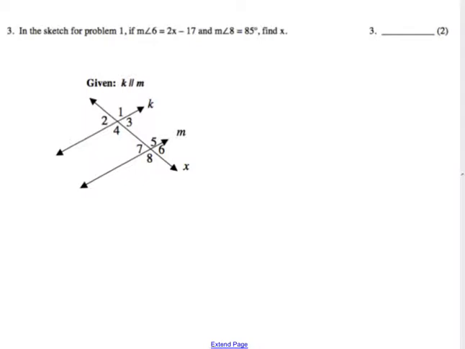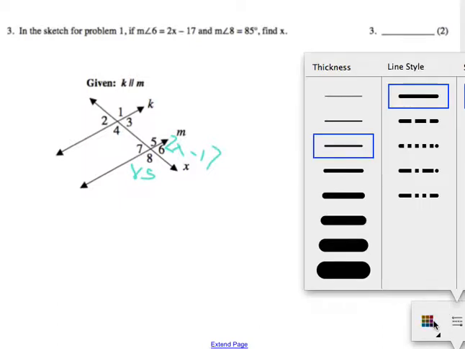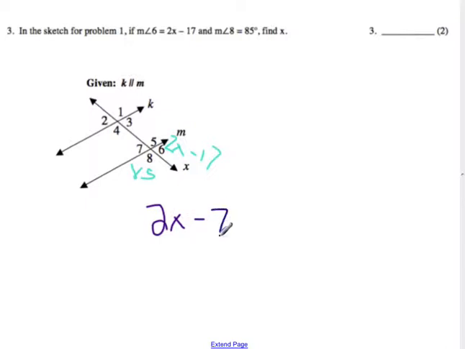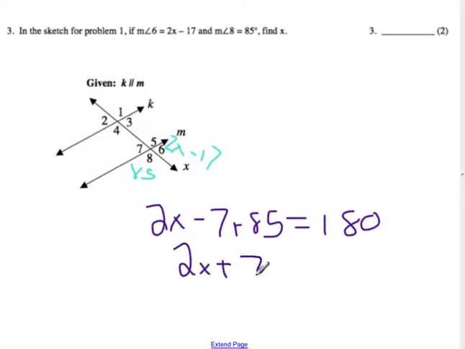Next, let's take a look at number 3. The measure of angle 6 is 2x minus 17. The measure of angle 8 is 85. I notice that 6 and 8 form a line, which means that they add up to 180. So I get 2x minus 7 plus 85 is equal to 180. The first thing I want to do is combine negative 7 and 85, so I get 2x plus 78 is equal to 180.